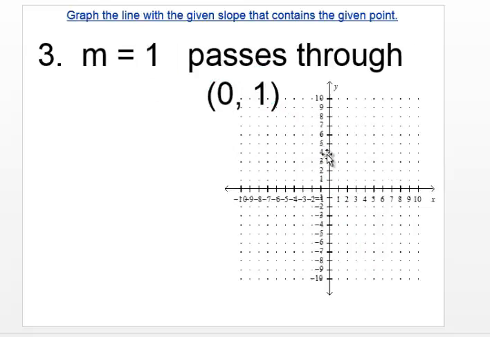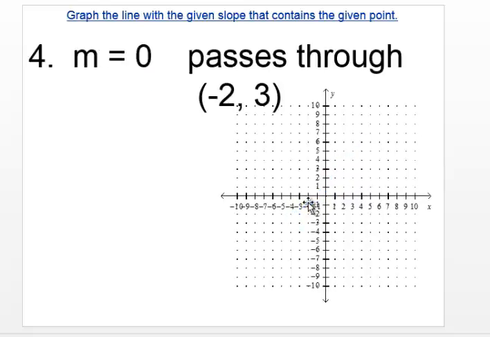In this next example, we have a slope of 1, slope of 1 over 1. We'll start at the y-intercept this time, 0, 1, up 1 over 1, or down 1 to the left 1. There's my positive slope line. Last example of graphing with the ordered pair given a slope, we'll graph -2, 3. And this has a slope of 0, so we have a straight horizontal line.